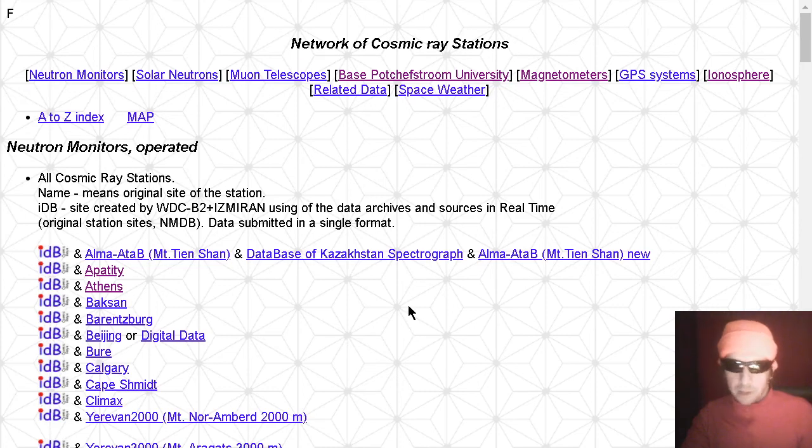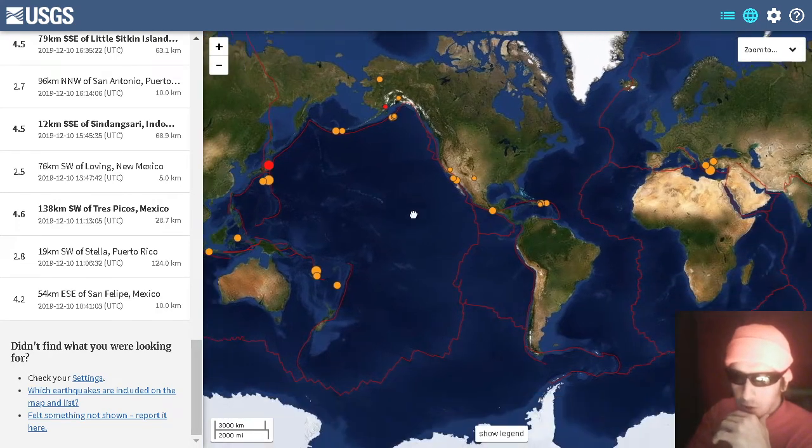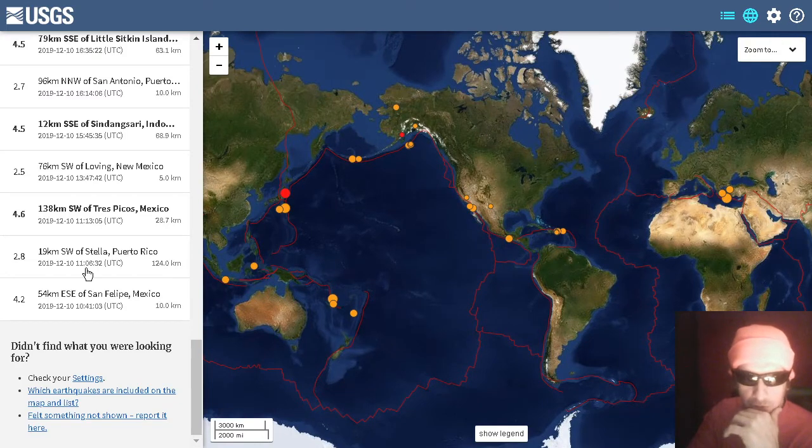KP is back to 0. And we're going to skip cosmic rays today, but we've got links to the cosmic ray stations in the description. Science overload! It's a science overload, folks.